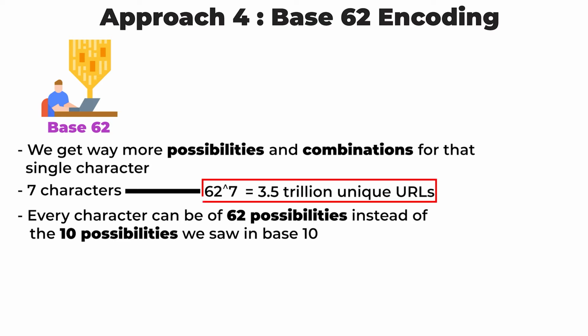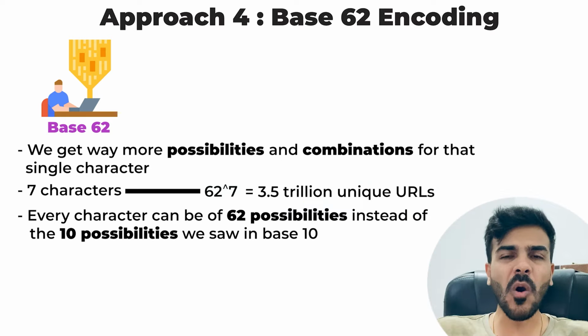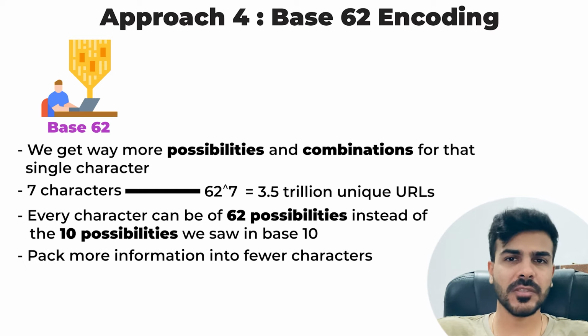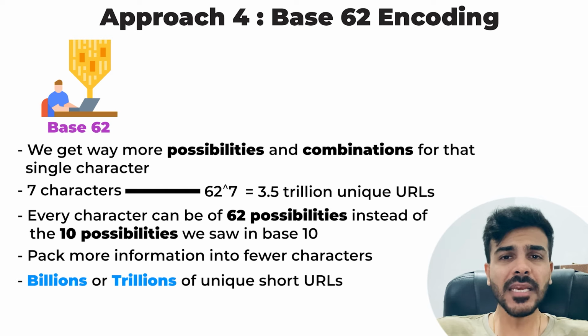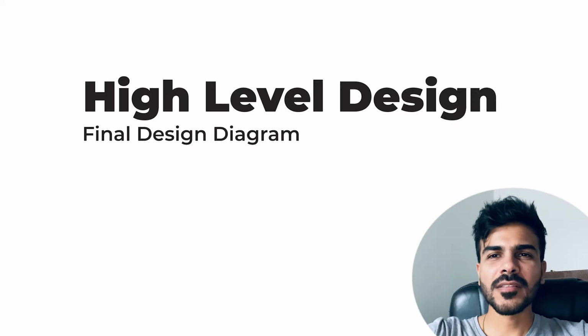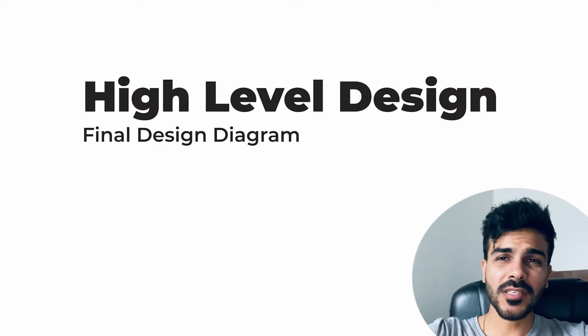Now this 62 to the power 7, which is 3.5 trillion, is way more than we ever need for our scale. So effectively, it's all about saving space. By expanding the possible values of each character, we can pack more information into fewer characters. This means we can generate billions or trillions of unique short URLs without having ever to worry about them becoming longer and messy. Now that we have added the Zookeeper and implemented counters, we have fully solved the collision problem.